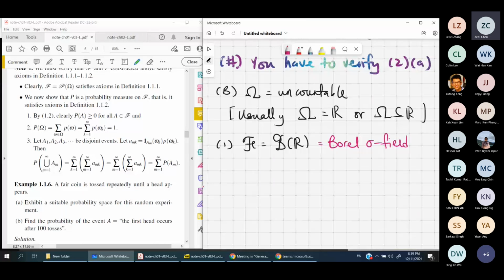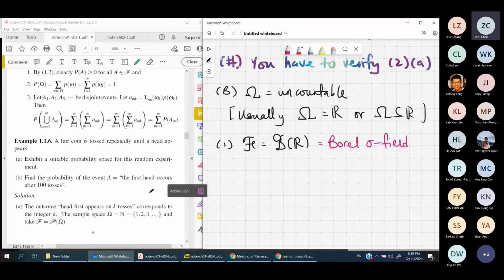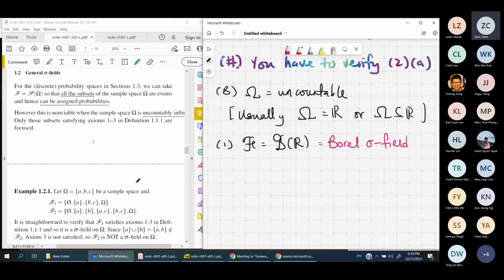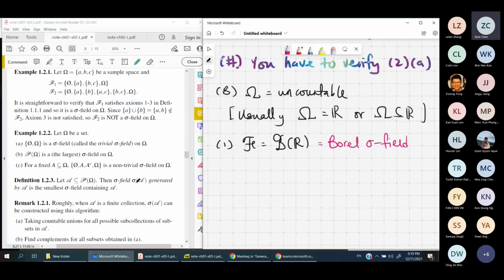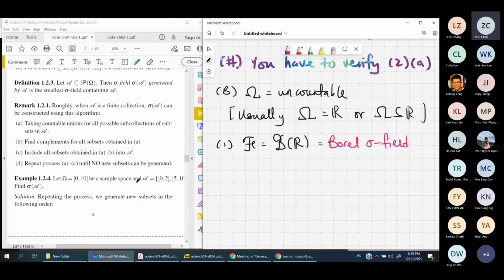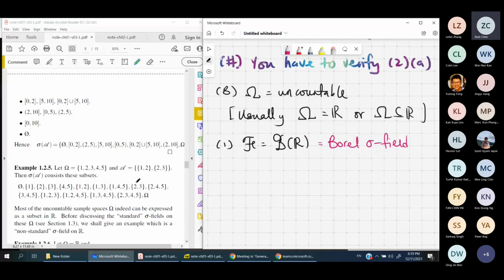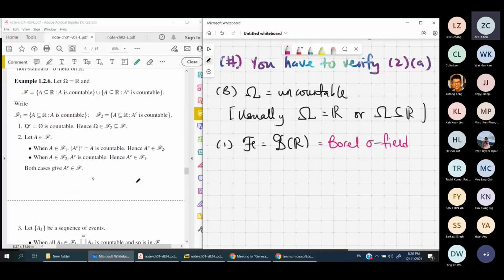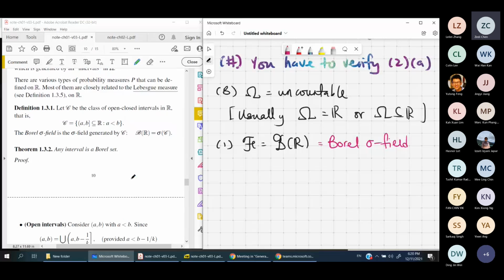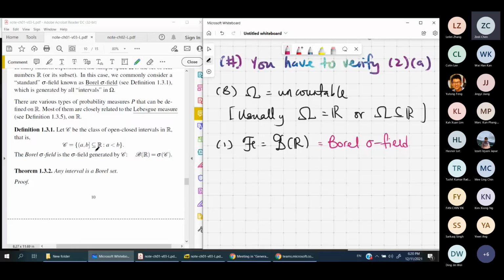Okay, this is the so-called Borel sigma field, which is here. What is this Borel sigma field?